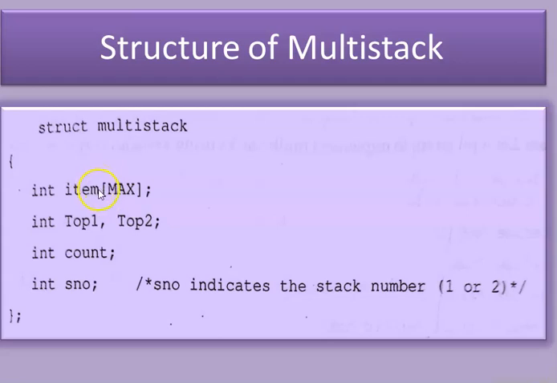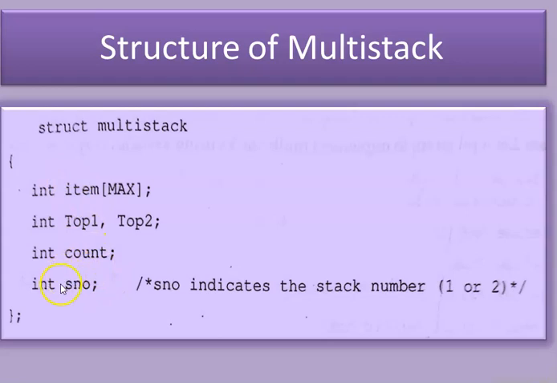Then how do we recognize whether it is stack 1 or stack 2? It is done by this serial number. If the value of serial number is 1, it is stack 1. If the value of serial number is 2, it is stack 2. In both these cases, the name of the stack will be item only.